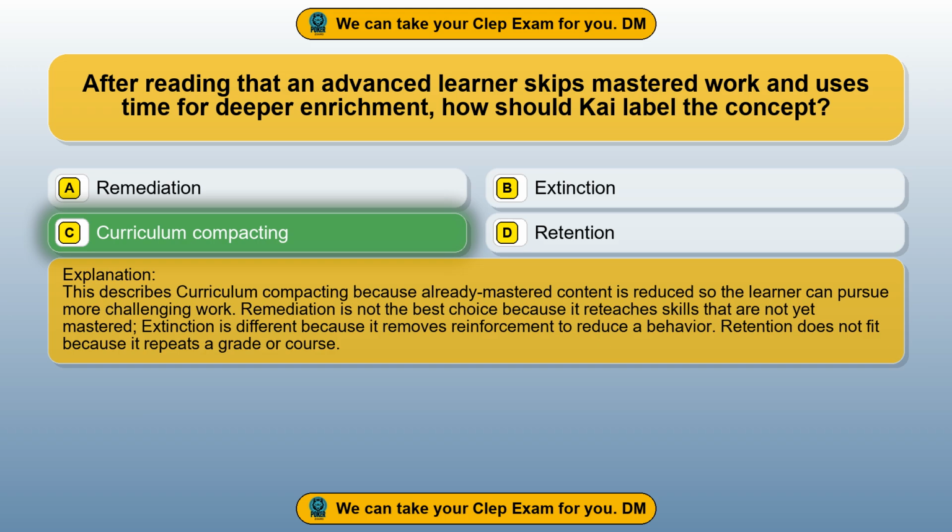This describes curriculum compacting because already mastered content is reduced so the learner can pursue more challenging work. Remediation is not the best choice because it retakes skills that are not yet mastered. Extinction is different because it removes reinforcement to reduce a behavior. Retention does not fit because it repeats a grade or course.